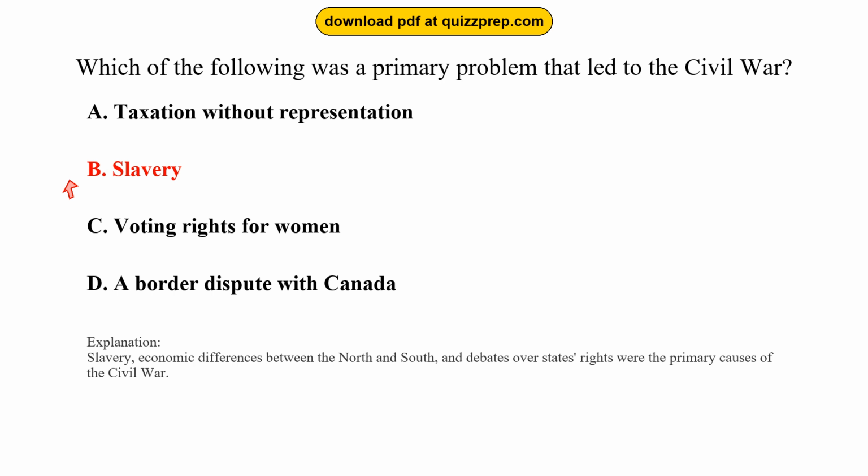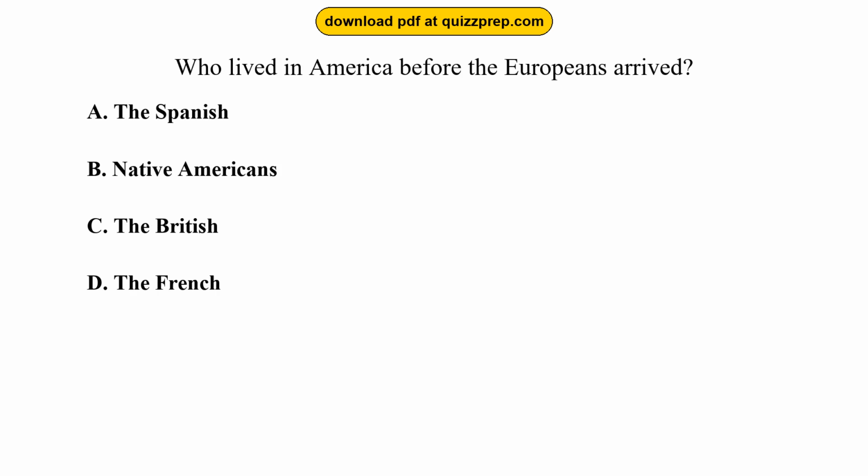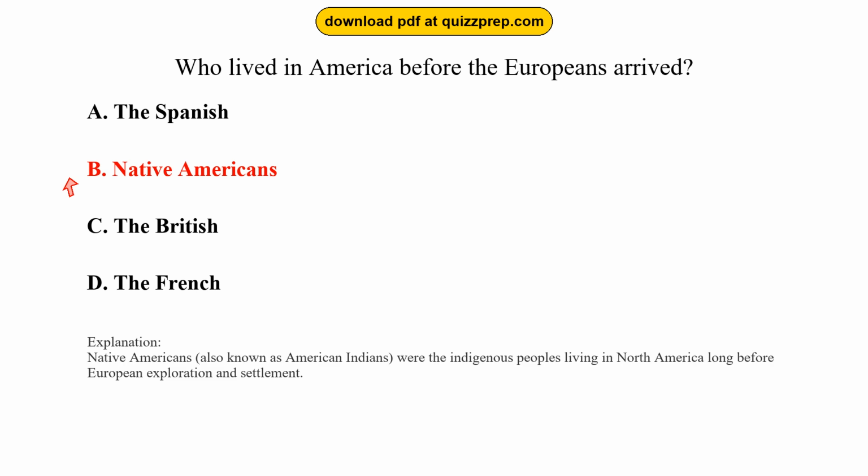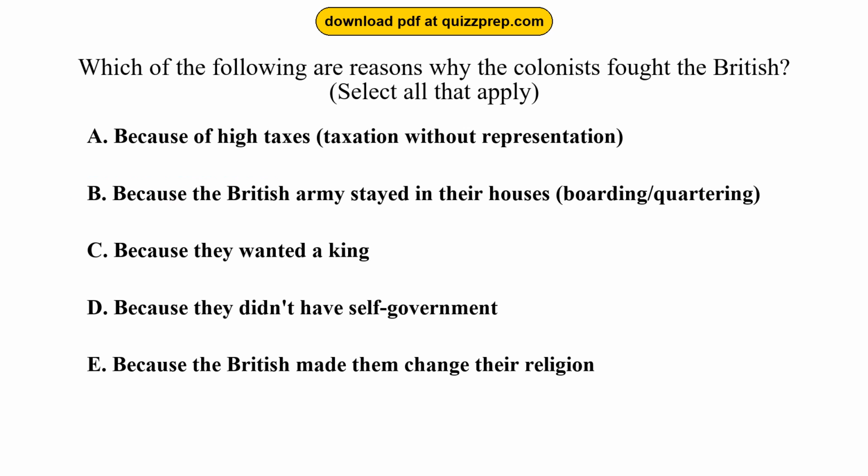War. Question 57. Who lived in America before the Europeans arrived? Option A, the Spanish. Option B, Native Americans. Option C, the British. Option D, the French. The correct answer is option B, Native Americans. Native Americans, also known as American Indians, were the indigenous peoples living in North America long before European exploration and settlement.